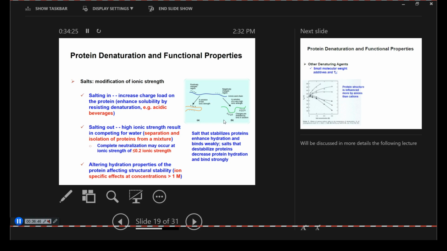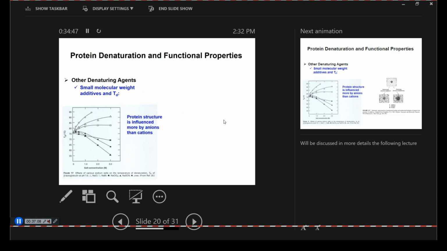One salt category that actually stabilizes the protein at low concentration by enhancing hydration, and it binds weakly to the protein. A different type of salt will bind strongly to the protein and destabilize the structure. Let me illustrate.